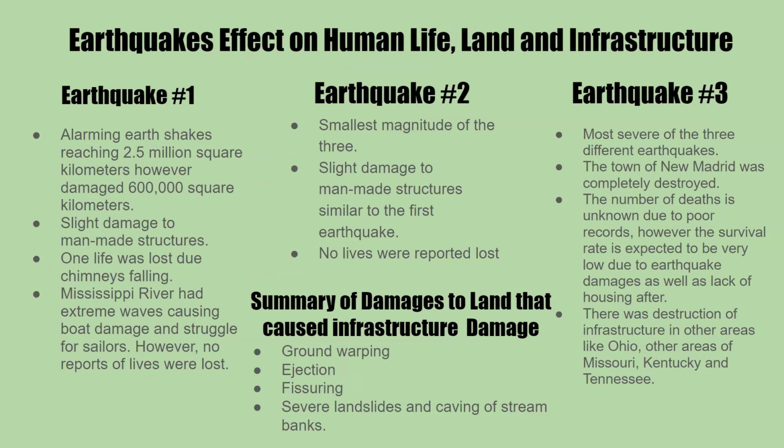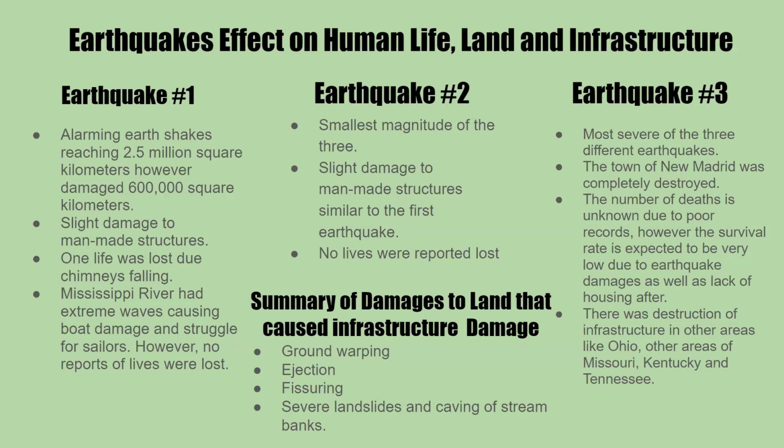However, it damaged 600,000 square kilometers. There was only slight damage to the man-made structures from the first earthquake. However, one life was lost due to a chimney falling on them. In the Mississippi River, there were also extreme waves causing boat damage and struggle for the people on the boats. However, there were no reports of any lives lost.